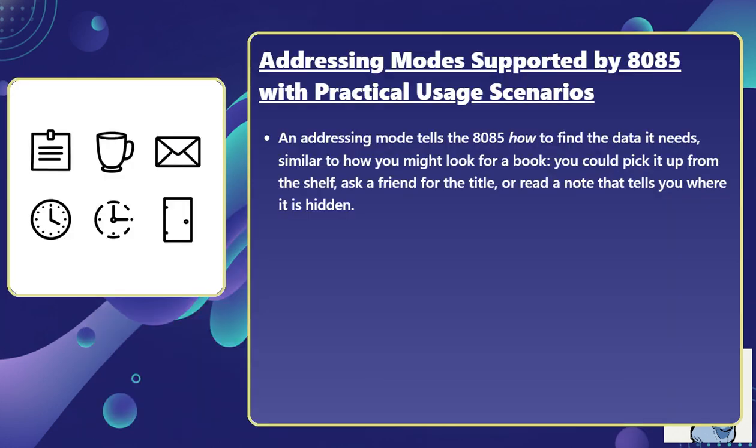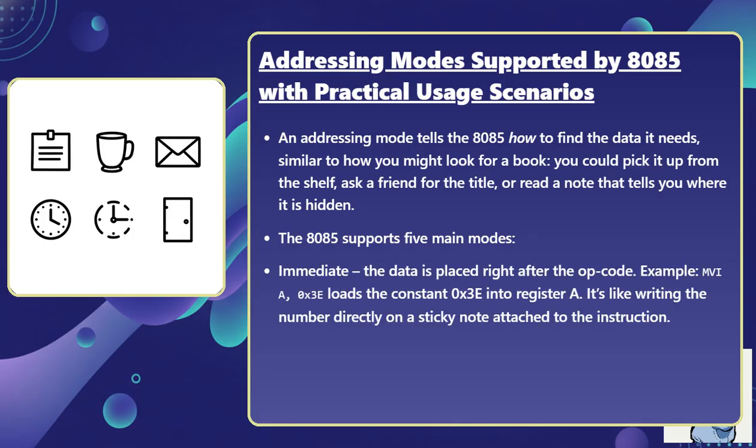An addressing mode tells the 8085 how to find the data it needs, similar to how you might look for a book. You could pick it up from the shelf, ask a friend for the title, or read a note that tells you where it is hidden. The 8085 supports 5 main modes. Immediate: the data is placed right after the opcode. Example: MVI A,0x3E loads the constant 0x3E into register A. It's like writing the number directly on a sticky note attached to the instruction.